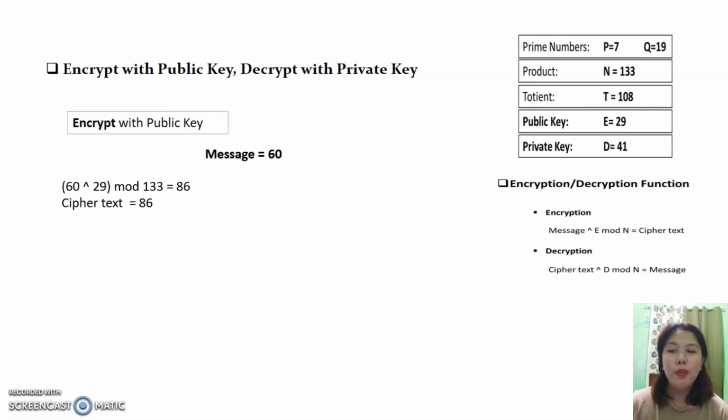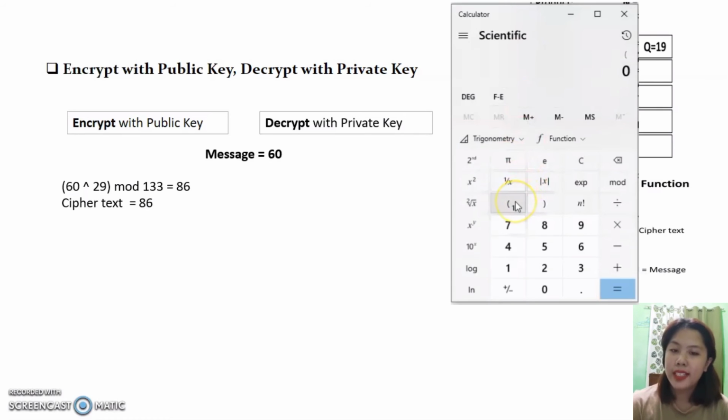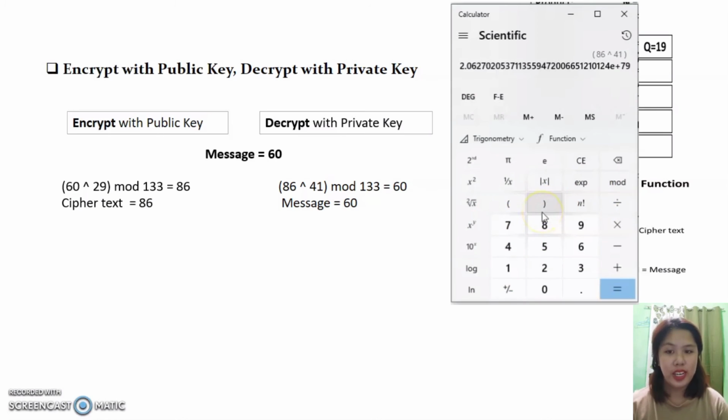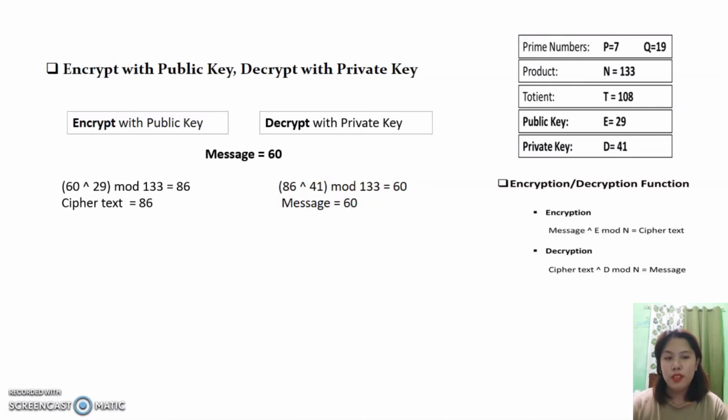Now we will use the decryption formula and the private key to decrypt that back into the original message. So we take 86, which is the ciphertext, raise it to the 41st power, and then figure out the remainder when divided by 133. And that's it. It was indeed able to get back to 60. This proves that RSA works the way it does.